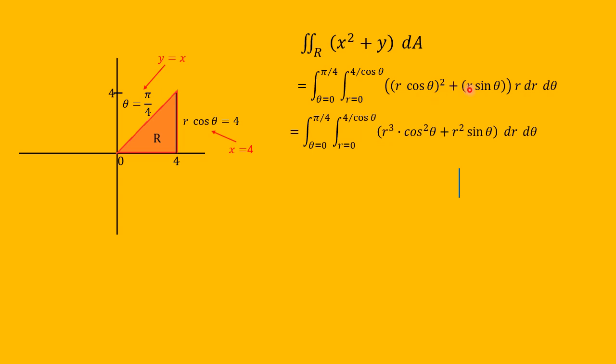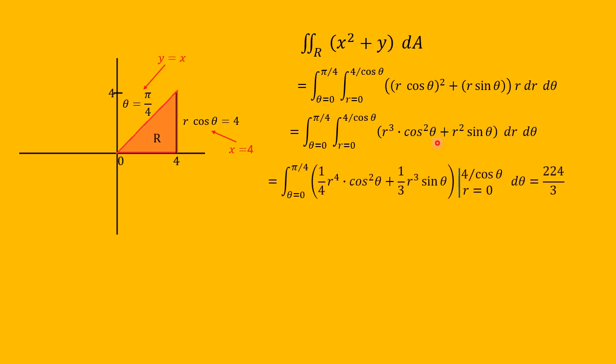Just a little bit of algebra here, multiply by this factor of r, and we can write the integrand this way, dr d theta. And then we can integrate this inside one with respect to r. For instance, the antiderivative of r cubed is 1/4 r to the 4th. It's multiplied by cosine squared theta. And the integral with respect to r of the second term is 1/3 r cubed sine theta. And we're evaluating, using the fundamental theorem of calculus, r at 0 and 4 cosine theta.